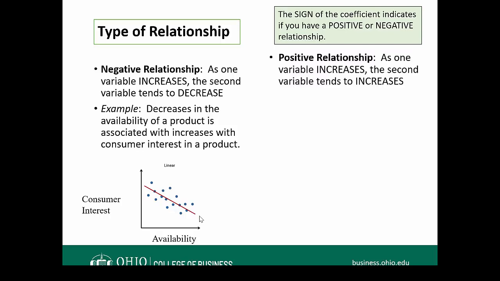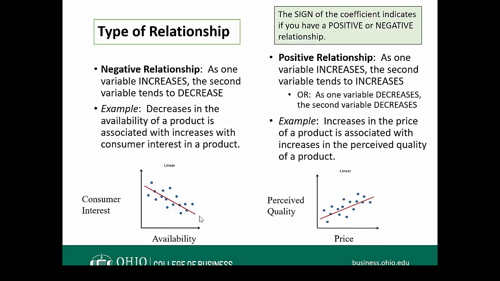If your Pearson's R or coefficient is positive, that means you have a positive relationship. A positive relationship is when the variables are changing together in the same direction. So as one variable increases, the second variable tends to increase. You can also reword that to say as one variable decreases, the second variable decreases. Again, a positive relationship is when the variables are changing in the same direction.